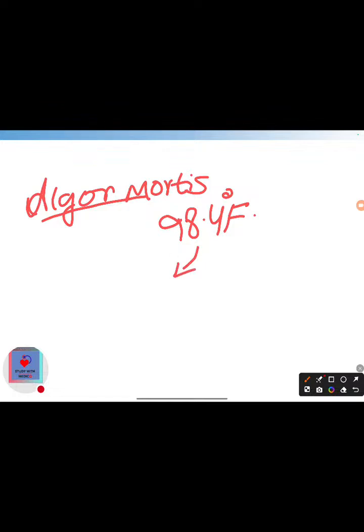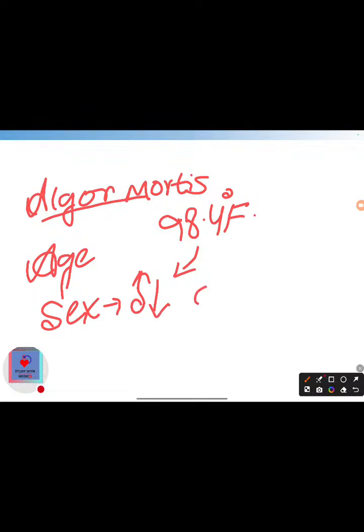There are many factors which influence the rate of cooling of the body, like age. In children, there is more surface area, so they lose heat more rapidly. Old age people don't have much ATP. Another factor is gender. Female bodies have more fat compared to men, so the female body will cool slowly, because fat is a bad conductor of heat.